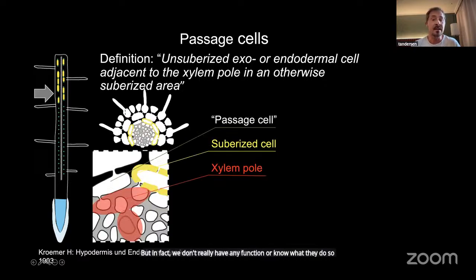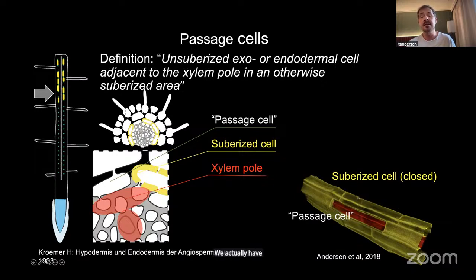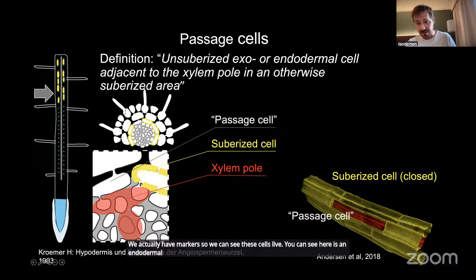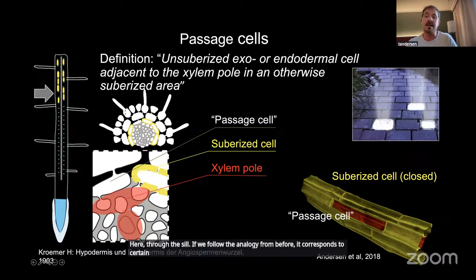So you can see here a cross-section of the root. You see the suberized cells here, and you see one unsuberized cell at the xylem pole. We actually have markers so we can see these cells live. You can see here an endodermal layer where the yellow is a marker highlighting suberized cells, and below you see the xylem pole in red. So you can see this window here through the cell. If we follow the analogy from before, it corresponds to certain tiles or certain windows being open in an otherwise closed area.